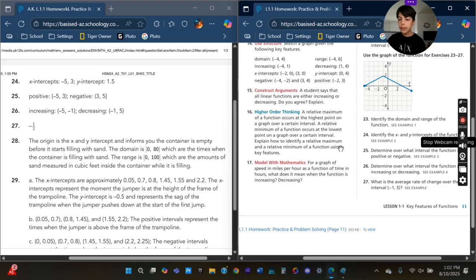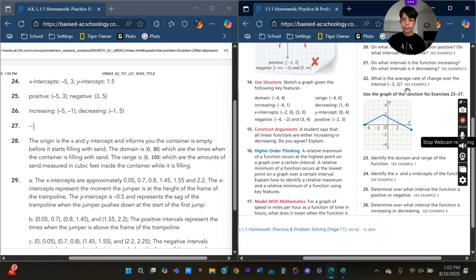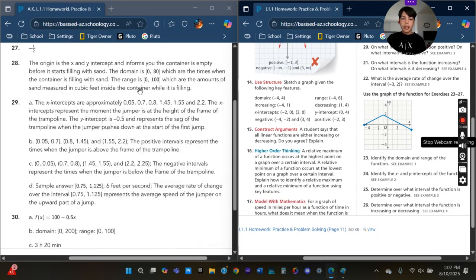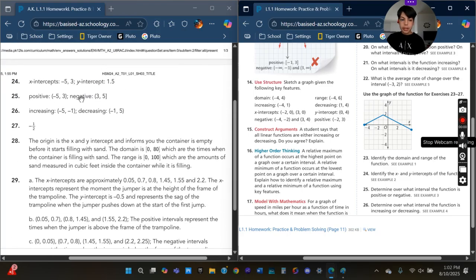For 25, when the function is positive or negative, so up here from -5 to 3 is positive because it's above the x-axis, and then from 3 to 5 is negative, and it includes 5 because it's a point. So yeah, that would just be your answer. That's an easy one. That's 25.